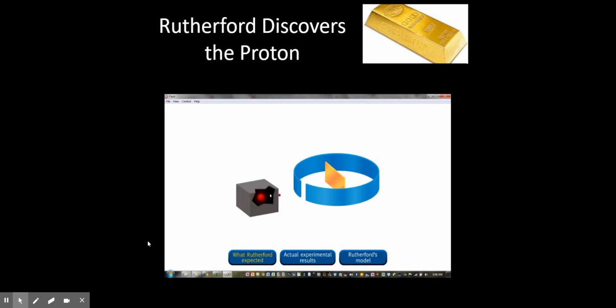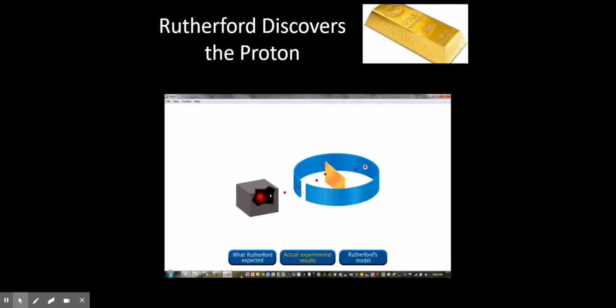What he expected was for those particles to go through the foil, because Thomson's model that we just talked about was mostly diffuse, and diffuse means that there's not a lot of stuff there, like fog. He expected these particles to go straight through. So what you're looking at right now is what he expected. What actually happened is just that.